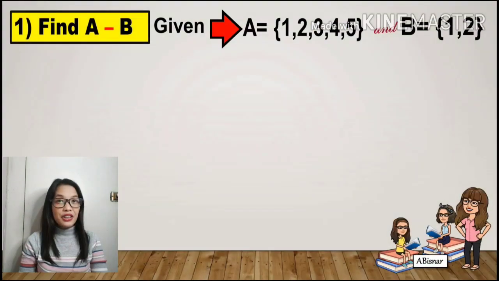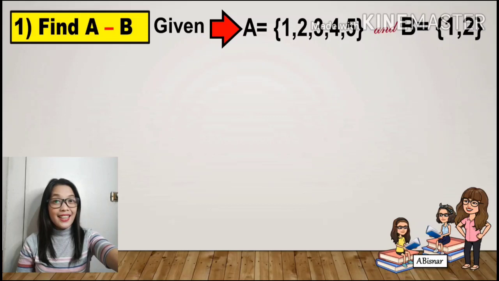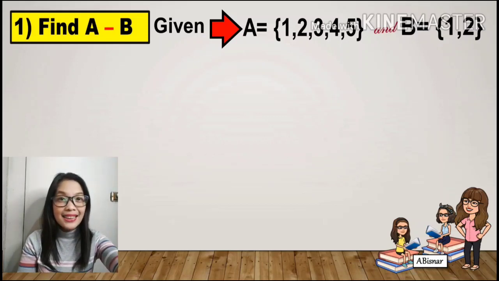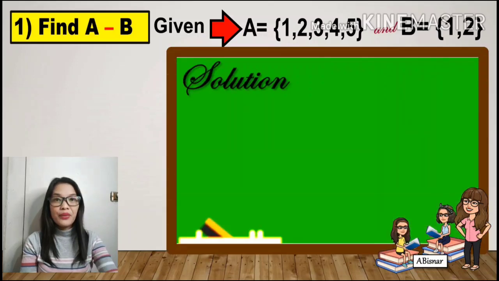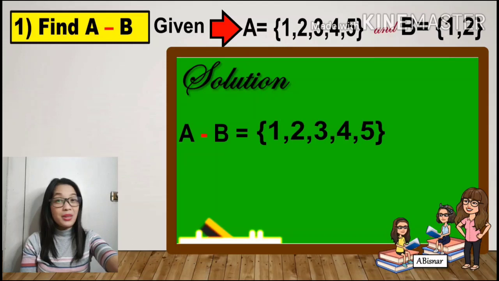1. Find the difference between A and B. So our set A has the elements 1, 2, 3, 4, and 5, and set B has the elements 1 and 2. To find the difference between A and B, we must list the elements of A, which are 1, 2, 3, 4, and 5, minus the elements of B, which are 1 and 2.